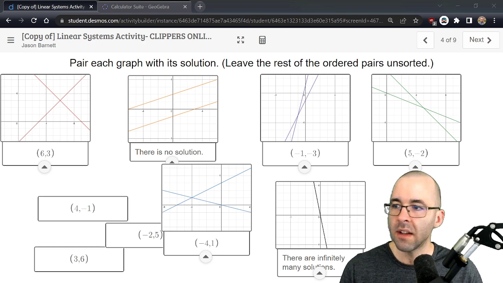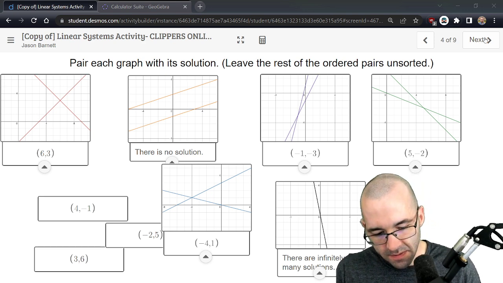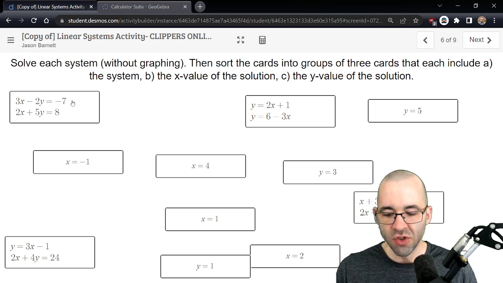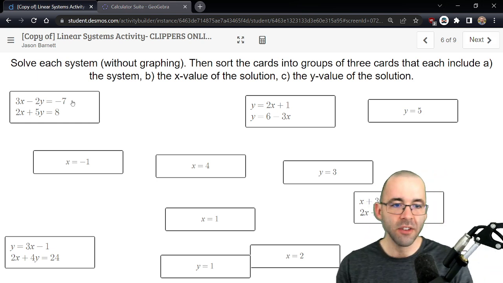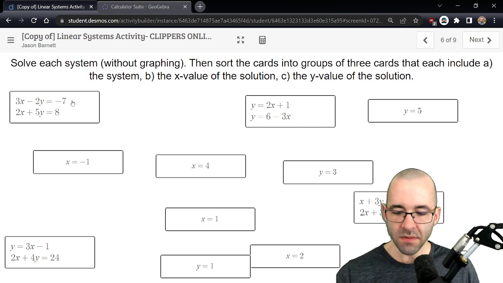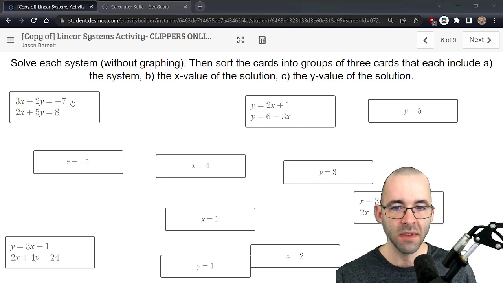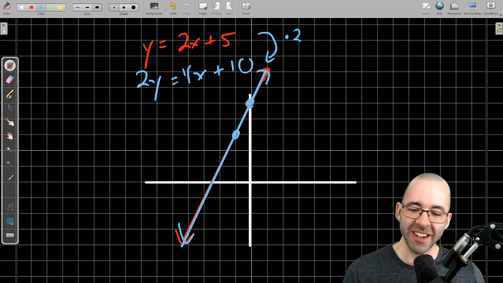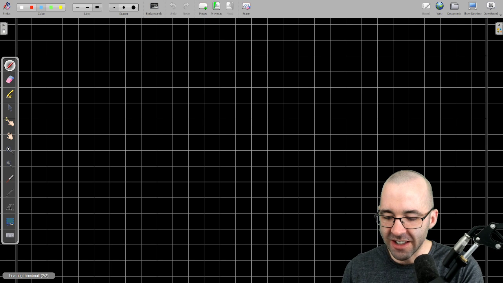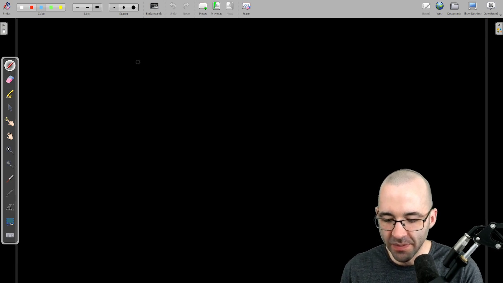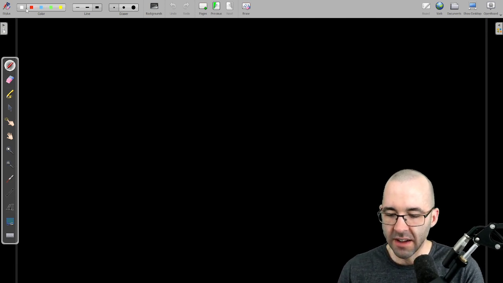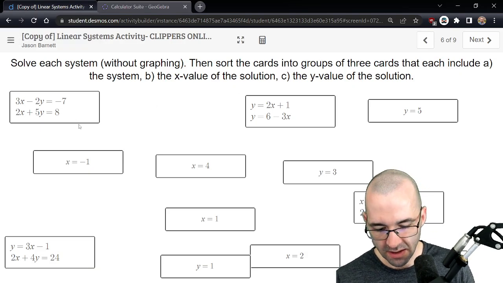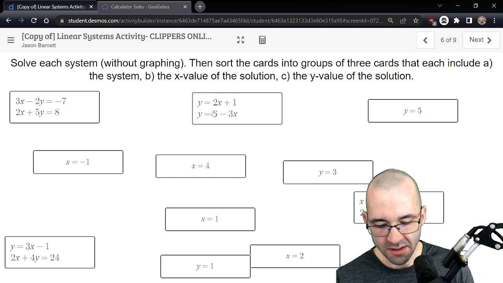All right. Let's look at number 6. So now we're actually going to solve some systems without graphing. And there's a couple of ways of doing this. There's the analytical method. We're not going to do graphing. So there's the substitution method. And there's the elimination method. So let's look at just one of them. Let's look at this guy to start.